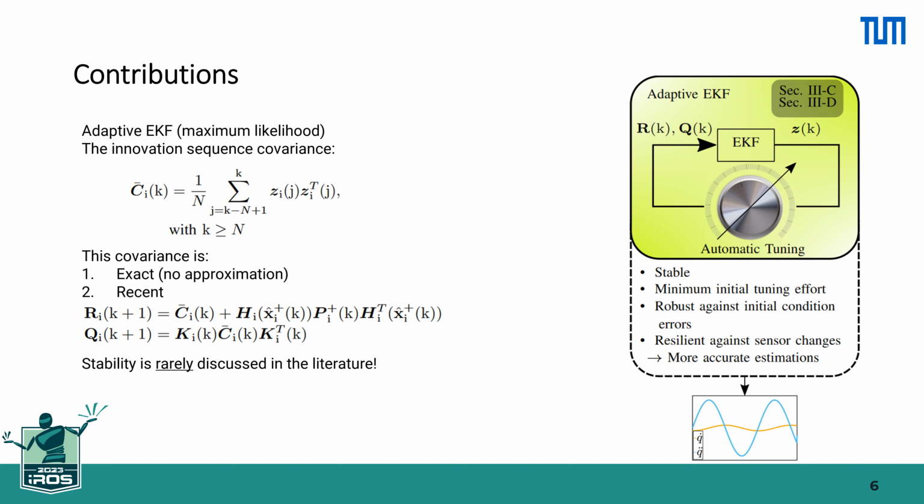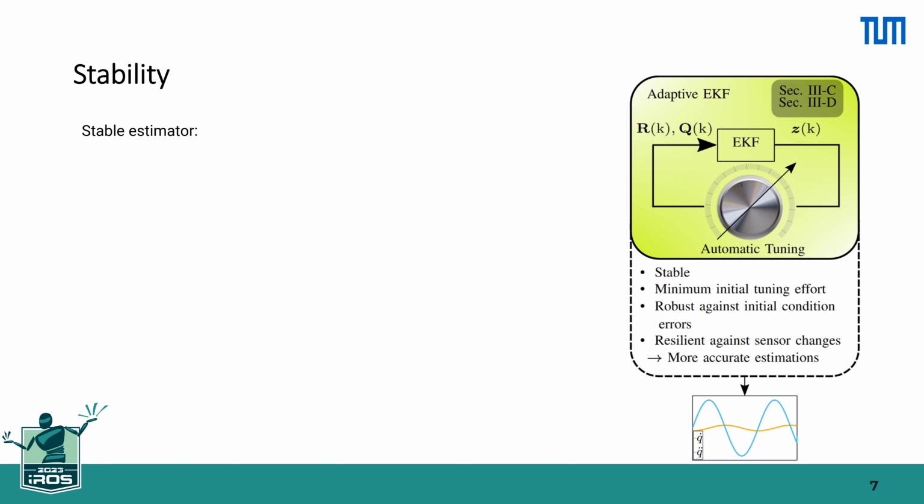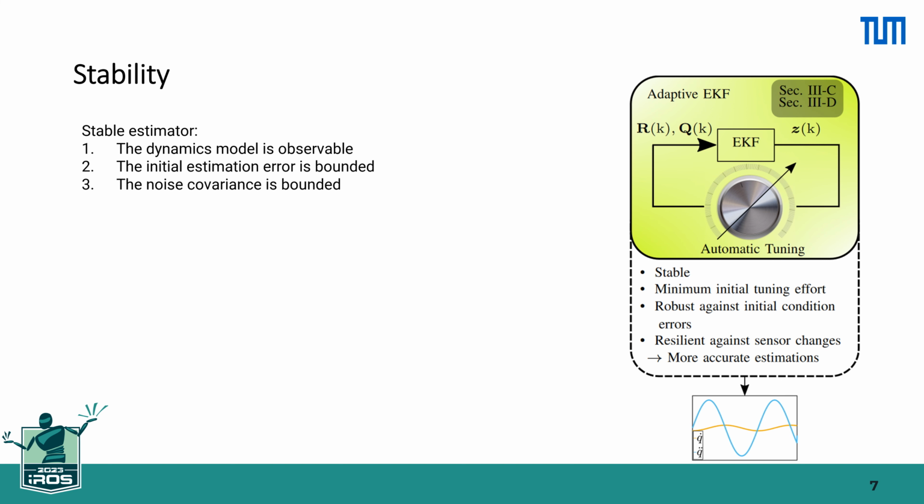Note that the stability of this type of adaptive filter is rarely discussed in the literature. It can be shown that an estimator is stable as long as the provided dynamics model is observable and the initial estimation error and its covariance are bounded. Finally, the noise covariance must remain bounded. With the discussed adaptation method, the latter is in question.